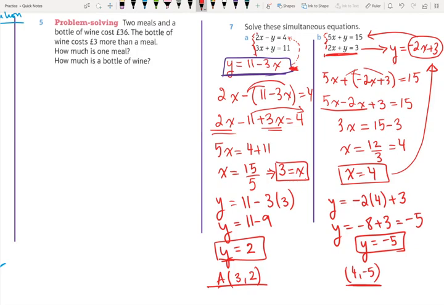When you find the value of x equals 4, you take it and you replace it in the equation that you have in terms of x. So y equals minus 2 times 4 plus 3. Therefore, y is equal to minus 5. And the value of x, 4, and the value of y, which is minus 5, are the coordinates of that point of intersection between these two lines.